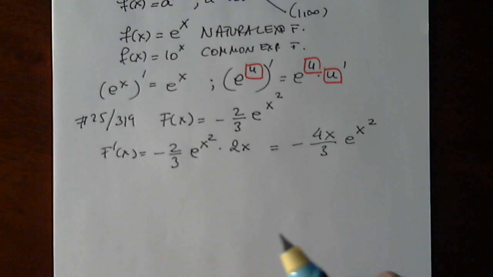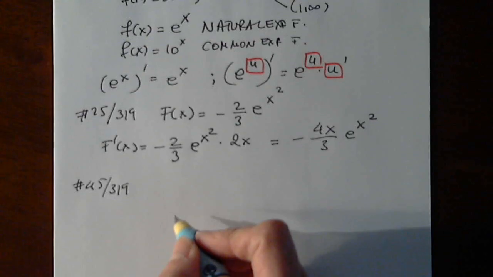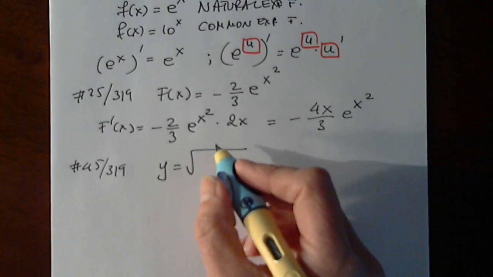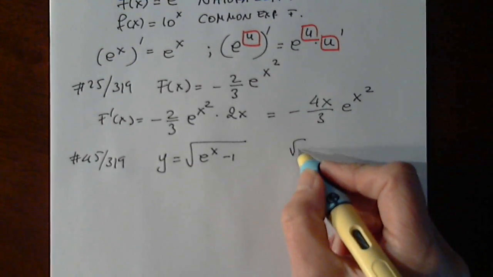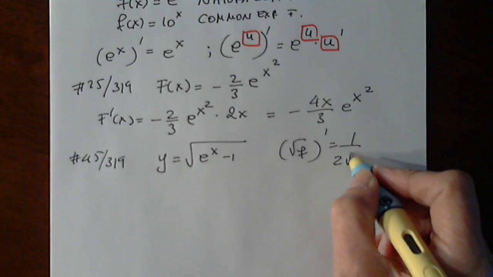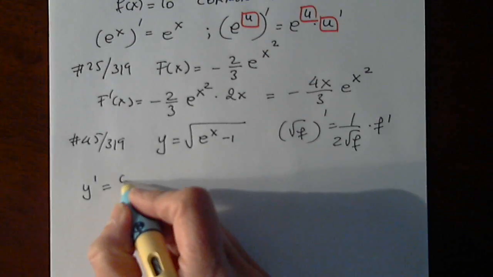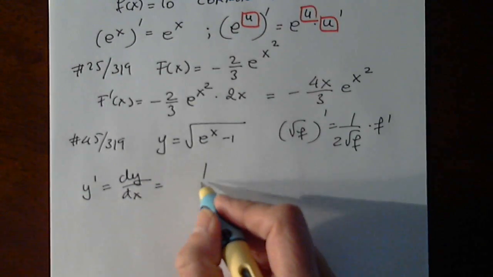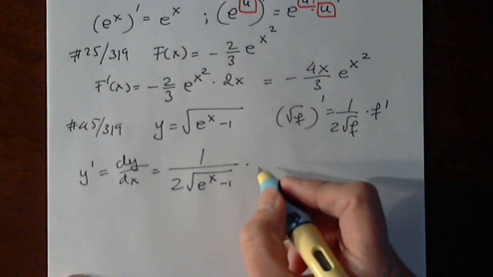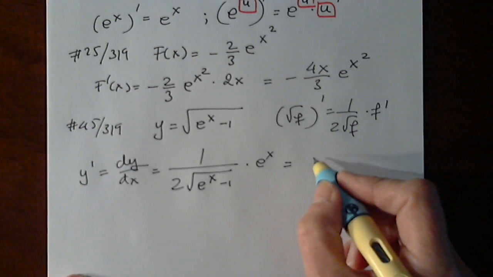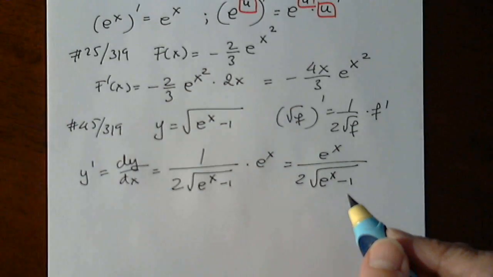Let's look also at problem 45 on page 319, where we have y equals the square root of e to the x minus 1. Well, we know how to differentiate this. The derivative of the square root of a function is 1/2 the square root of the function times the function prime. So y prime, or dy over dx, same thing, is 1/2 the square root of e to the x minus 1 times the inner function prime, which is e to the x. I'm going to rearrange and write e to the x over 2 the square root of e to the x minus 1.